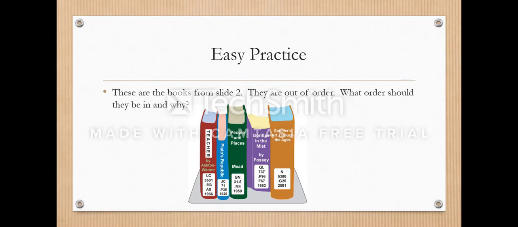Here is the answer. People and Places comes first because GN comes before all the other letters alphabetically. Plato's Republic comes next alphabetically. Teacher is the third book because L comes after G and J. Then alphabetically, Gardner's Art Through the Ages comes next and Gorillas in the Mist comes last. So the books should read GN, JC, LC, N, and QL.